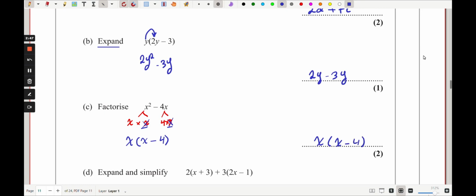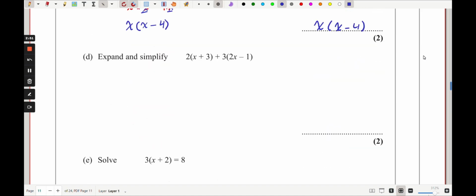Now expand and simplify. So this is 2 parts. This is the first part. I have to expand first, then I have to simplify it. So we should multiply 2 times x and 2 times 3, and here 3 times 2x and 3 times 1. So we have 2x plus 6.